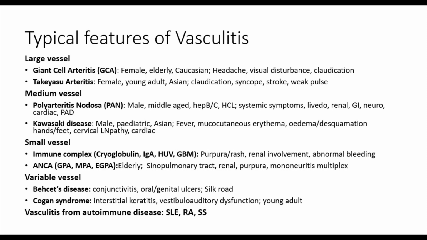As its name implies, the hallmark finding in polyarteritis nodosa is that the medium vessels have an appearance like a string of beads on radiological imaging. It is strongly associated with underlying hepatitis infection, particularly hepatitis C and hepatitis B as well, and is a rare but well-recognized complication of hairy cell leukemia. The medium vessels of the abdomen are typically affected, and hence abdominal pain is a common presenting symptom.